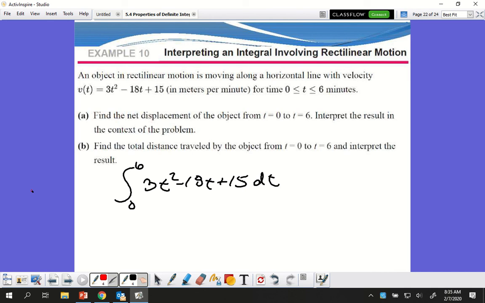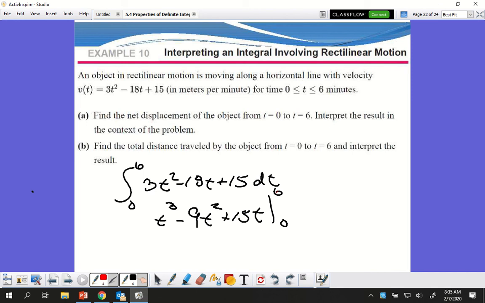All right, so let's go ahead. From this information right here, like I said, always do my variables first. So that's going to be t to the third over 3, which is going to cancel, right? And then minus, it's t squared, so there we go, 9t squared. And then plus 15t, from 0 to 6.